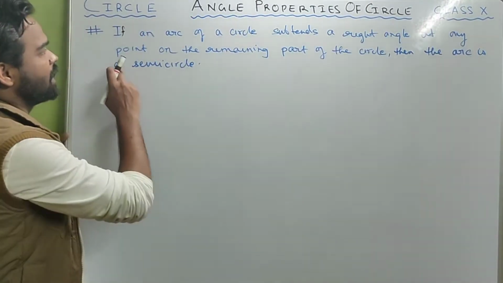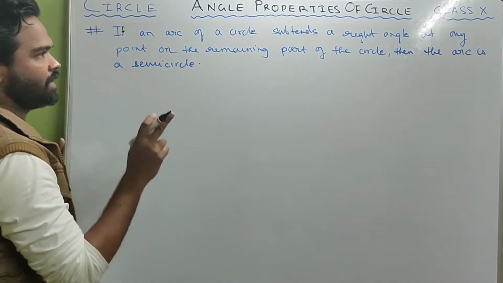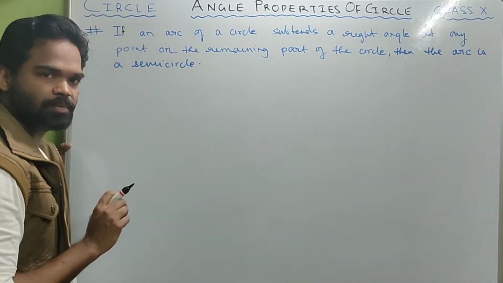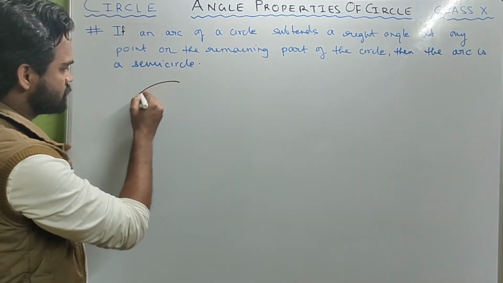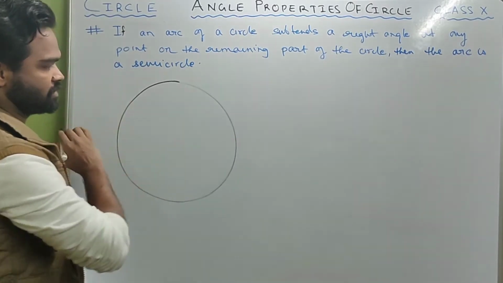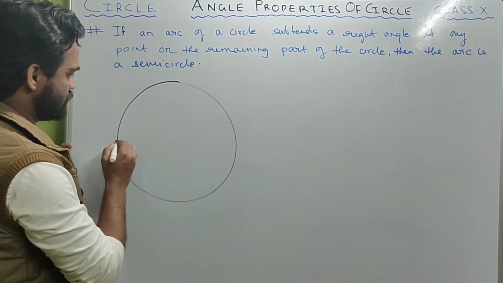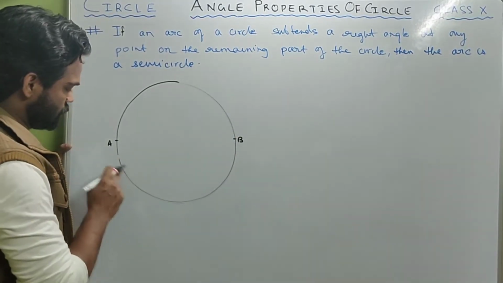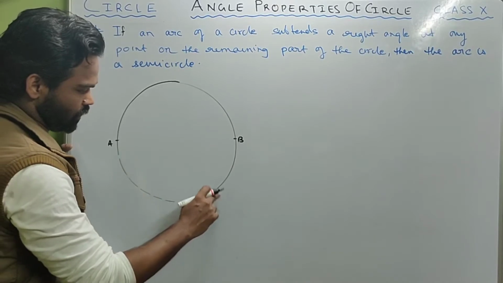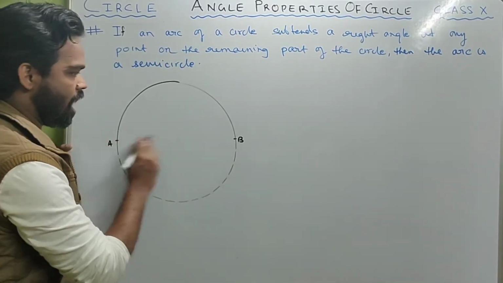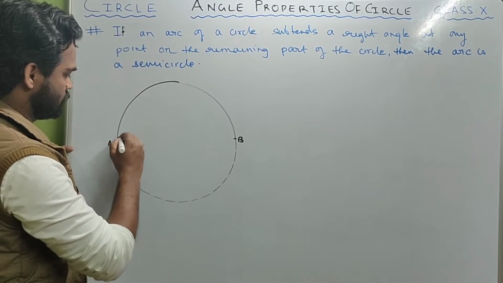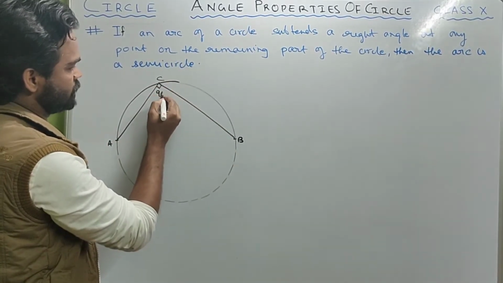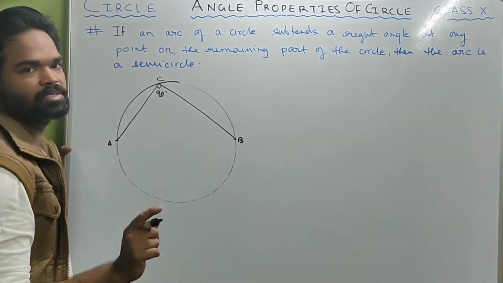Now look at this one. If an arc of a circle subtends a right angle at any point on the remaining part of the circle, then the arc is a semicircle. It simply means, suppose you have a circle, and you take an arc AB. I take this arc, see the dotted one. Then with this arc, if you make an angle ACB such that ACB is 90 degrees, then this arc AB is a semicircle.